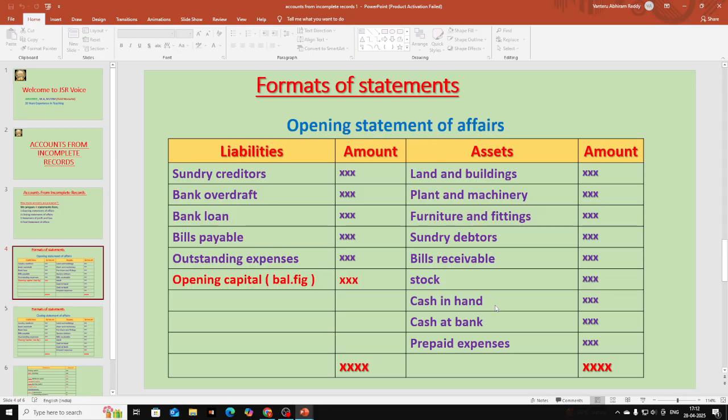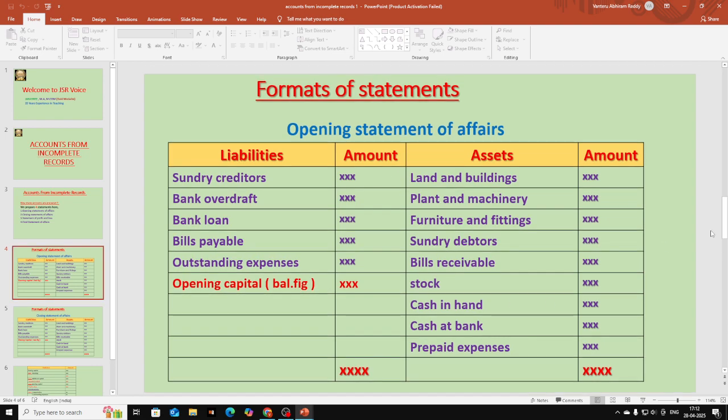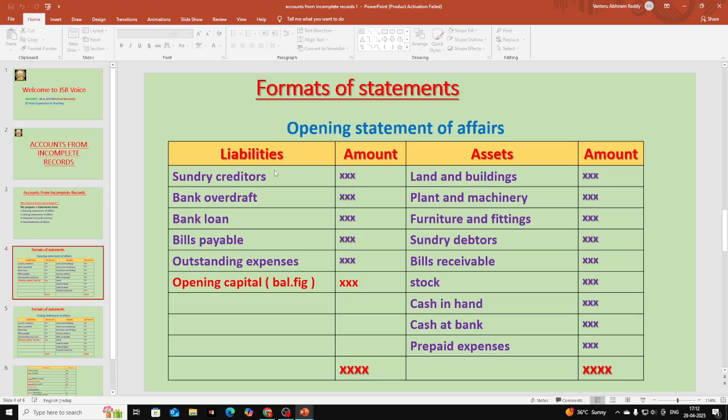Okay, so for example, asset side total is 1 lakh, liability side total is 60,000. Then liability side total is less. Okay, then if you deduct those two totals, we get 40,000. So we should record on the liability side 40,000 and we should name it as opening capital. In brackets we should write balancing figure, because we are finding it out. That is the answer here that we get by preparing this opening statement of affairs.